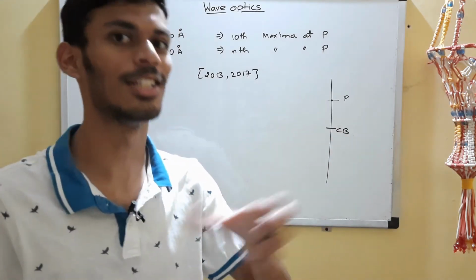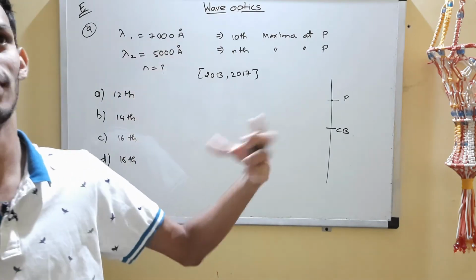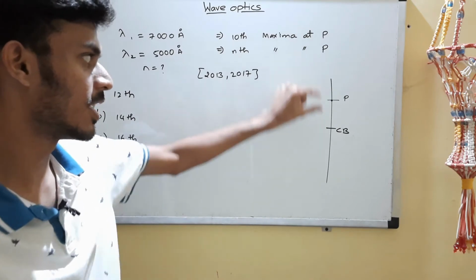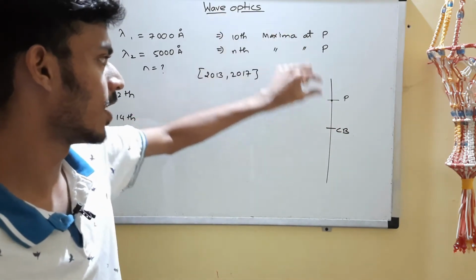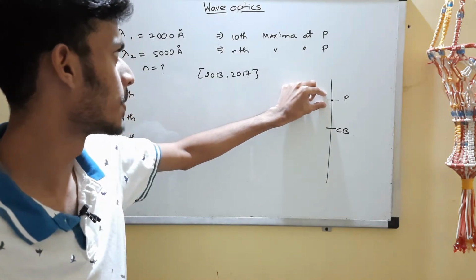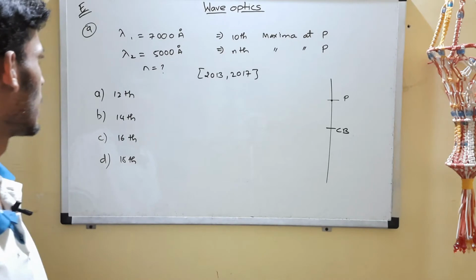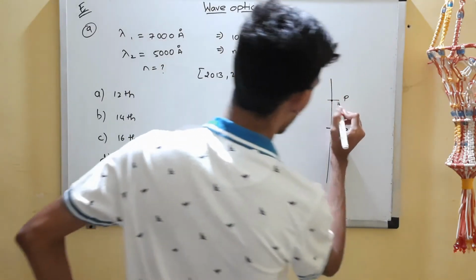You know the relation between fringe width and wavelength, right? So for different wavelengths, the fringe width will be different, and since the fringe width is different, the positioning of each fringe will be different. So here for the first one, we have the 10th fringe, and for this one we might have some other fringe. Let's see what we find.